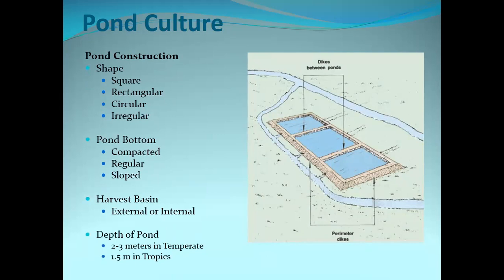Basically, for depth of ponds in temperate countries, that's countries where we have different seasons like winter and summer, you typically would have ponds on average 2 to 3 meters deep. In the tropics, the depth of ponds will typically be 1.5 meters deep, which is significantly shallower than in temperate countries.